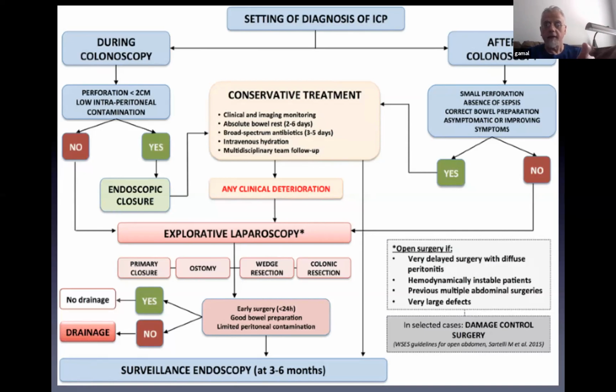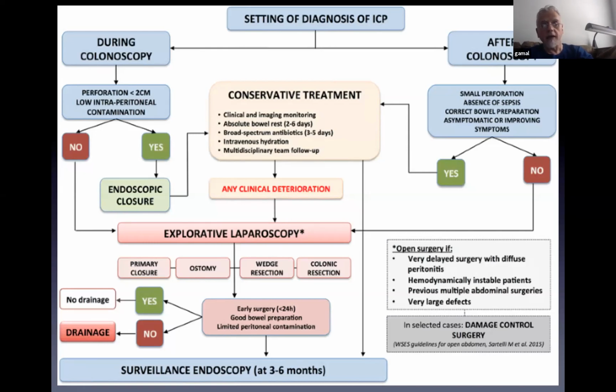This is to try to put everything together, and I think it answers some of the questions that you guys had. So the diagnosis of ICP, iatrogenic colonoscopic perforation. During colonoscopy, you guys had some questions about that on the left side of the screen. The perforation is more than 2 centimeters. You had a question about clipping and all this.